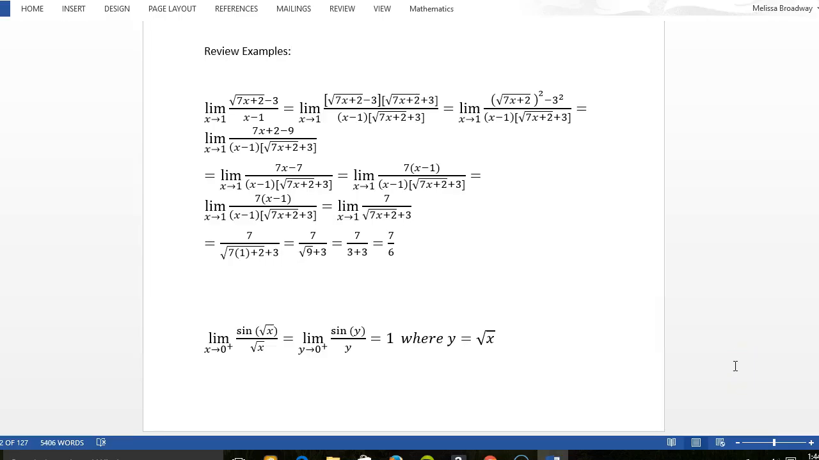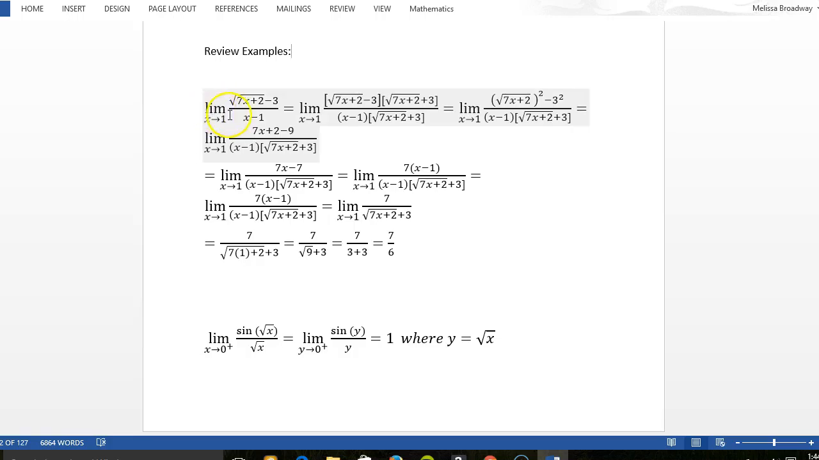Hello. In this video, we're going to have a change of the guard. We're going to do some reviewing, and we're going to do some review examples. So take the limit as x goes to 1 of this guy right here, the square root of 7x plus 2, and then outside, minus 3, over x minus 1. How would we handle that?